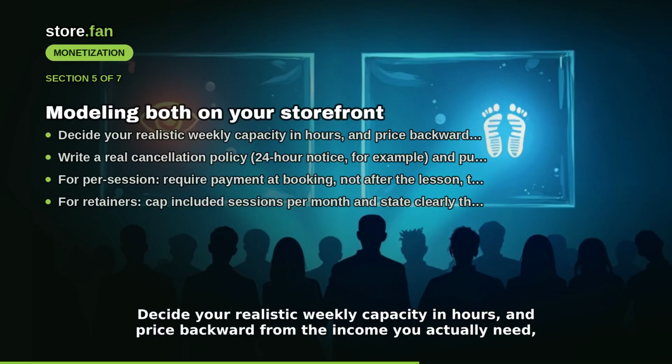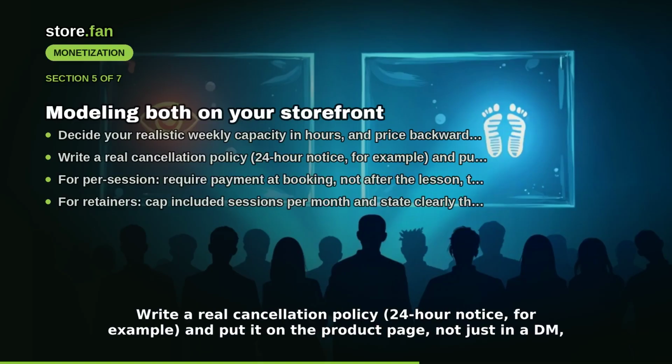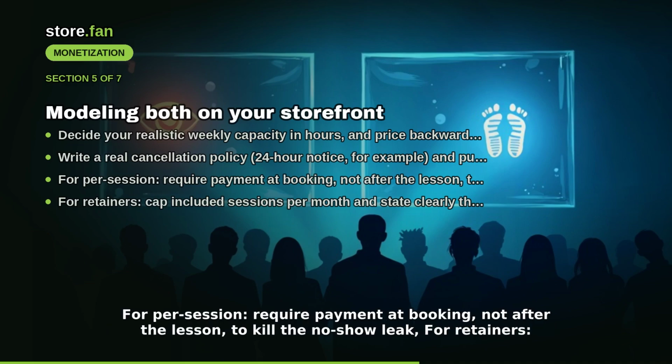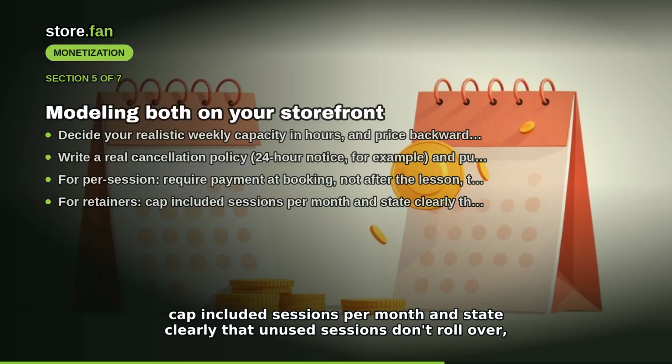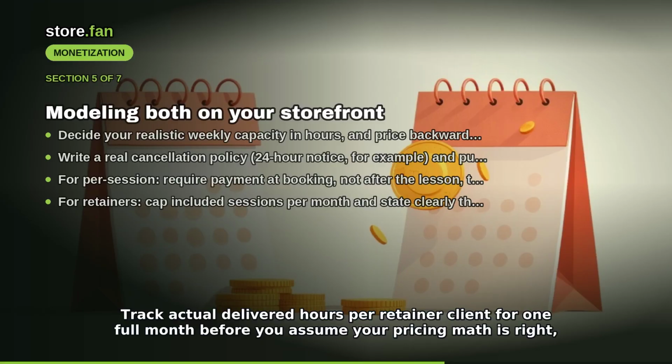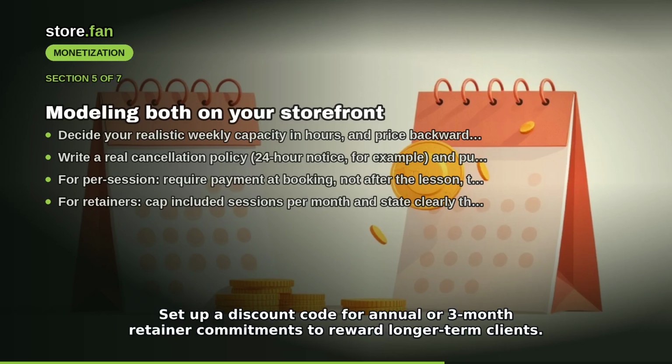Decide your realistic weekly capacity in hours and price backward from the income you actually need. Write a real cancellation policy, 24-hour notice for example, and put it on the product page, not just in a DM. For per session, require payment at booking, not after the lesson, to kill the no-show leak. For retainers, cap included sessions per month, and state clearly that unused sessions don't roll over. Track actual delivered hours per retainer client for 1 full month before you assume your pricing math is right. Set up a discount code for annual or 3-month retainer commitments to reward longer-term clients.